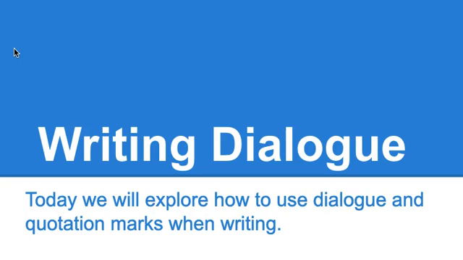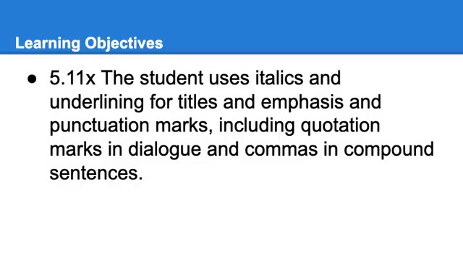All right, guys, so today we're going to review writing with dialogue, how you would include dialogue and quotation marks to show conversation between your characters, and how they'll be used while you're doing your writing. So, your objective, this is what you need to be able to do. The student needs to be able to use, looking at the very ending part, quotation marks in dialogue and commas in compound sentences. So, this week we're going to do dialogue. Next week we're going to do compound sentences.